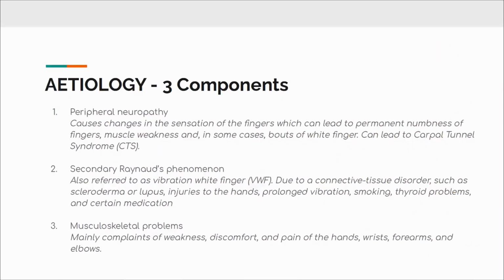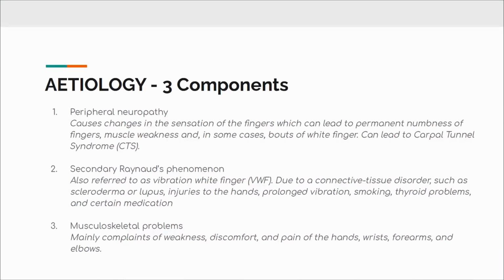Moving on, I would like to talk about the 3 different components that we could see when it comes to hand-arm vibration syndrome. We could see it from a peripheral neuropathy perspective, which involves the nervous system. This causes changes of sensation in the fingers, which could lead to permanent numbness of the fingers, muscle weakness, and in some cases white finger. In the long term, some research papers have also suggested that this could be a primary contributor to carpal tunnel syndrome as well. So it affects the nerves of the fingers due to the vibration. They could be damaged and compressed.